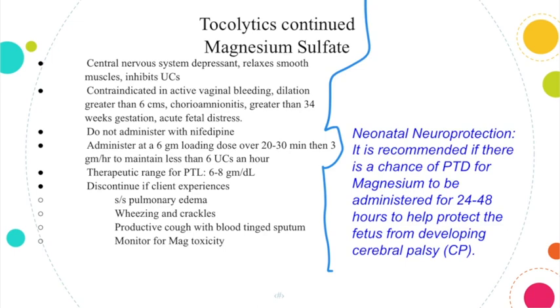You don't want to double up on your tocolytics. So typically they're going to give magnesium and then they're going to hold everything else until they wean the patient off magnesium, and they might follow up with something else after that.